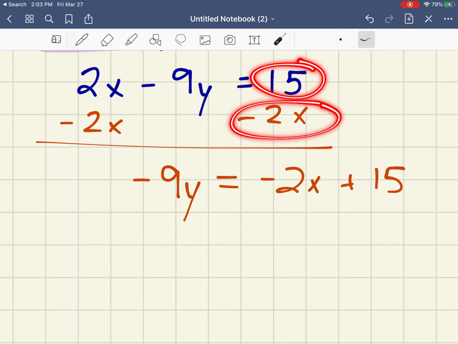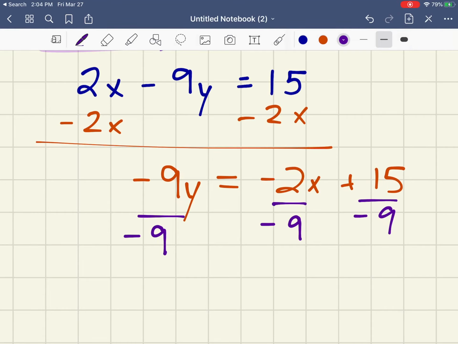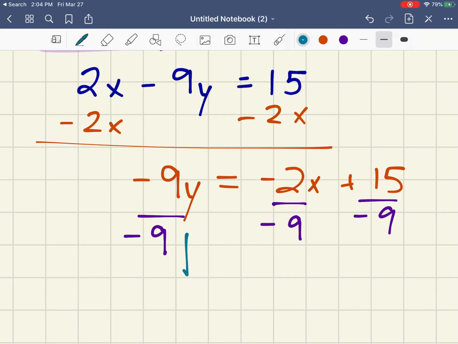You can't really subtract 2x from 15. They're not like terms, so we get the expression negative 2x plus 15. Again, don't lose that negative. If it were positive here, the only way to move that to the other side is to subtract it from both sides. Once I'm there, I need to get y by itself, so I'm going to divide by negative 9. Again, we're going to divide each piece of the equation by negative 9.